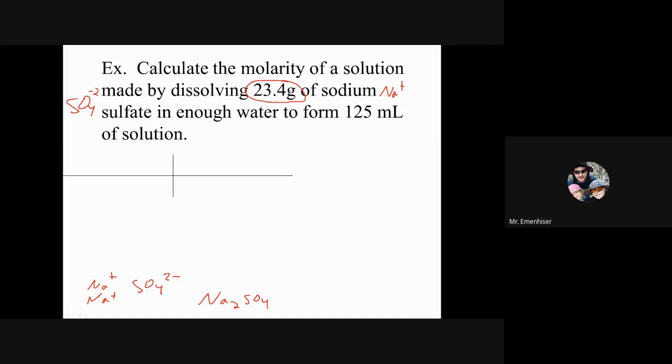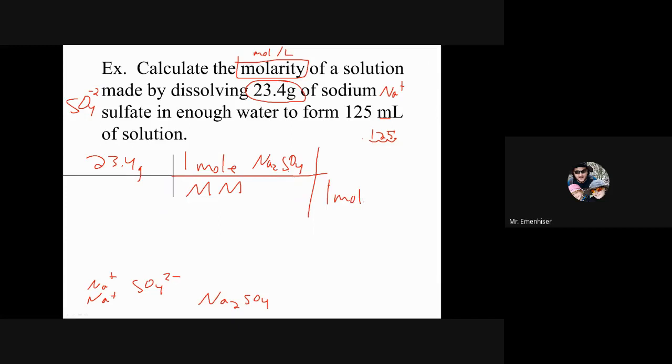We're going to need to take that and divide it into the molar mass. All right, so 23.4 grams divided by the molar mass right here. And that'll give us moles of this substance, Na2SO4. All right, and then once we have moles, we can divide by the volume. This is milliliters, and we want moles per liter, right? We want molarity, which is going to be moles per liter. So what I'm going to do is I'm going to take 125 milliliters. That's 1,000th of a liter. So I need to move my decimal place 3 places to the left to get it into liters. 1, 2, 3.